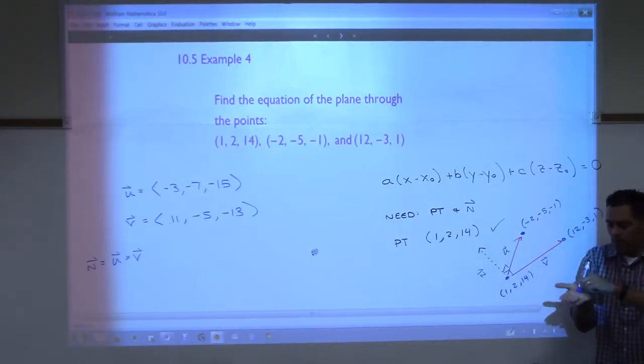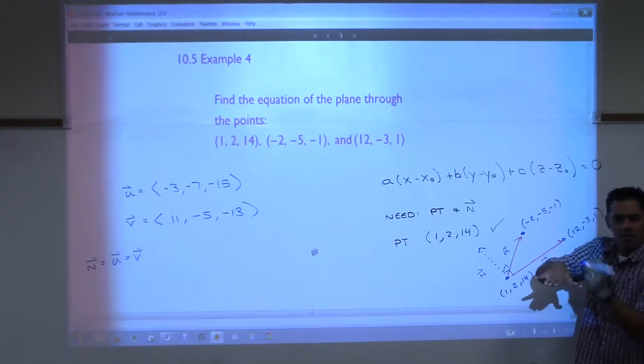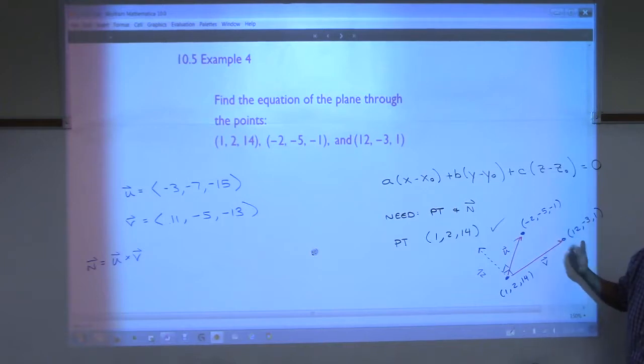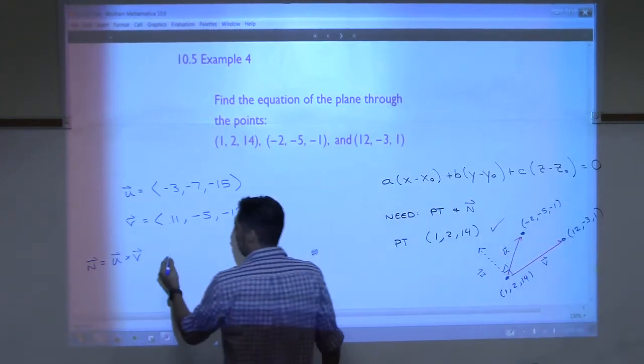But both of those vectors are orthogonal to the plane. It doesn't matter which side it's pointing from. So that's not really relevant to us for this problem. All right, so let's do u cross v.